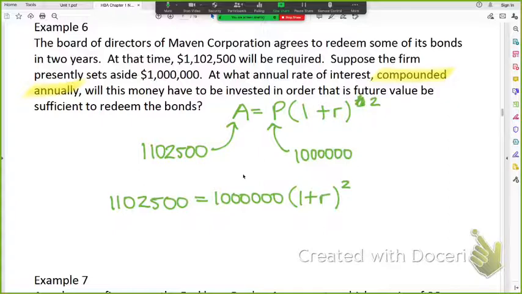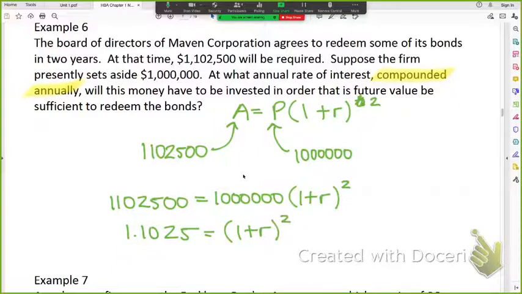All right, so working backwards. I'm solving for R. What do I have to get rid of first? The 1 million, right? So the first thing I'm going to do is go ahead and divide 1,102,500 divided by 1 million. 1 with 6 zeros, yes. You get 1.1025 equals 1 plus r squared.